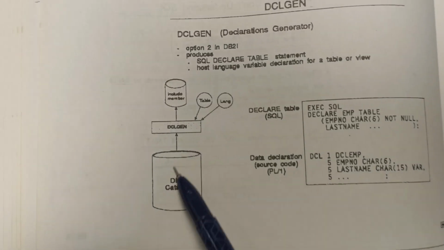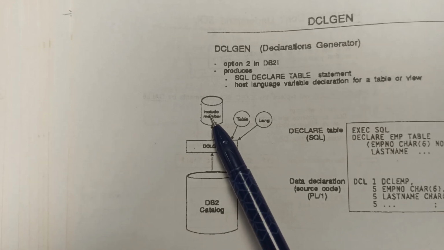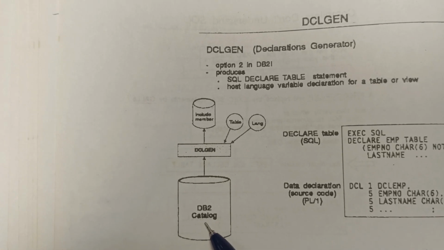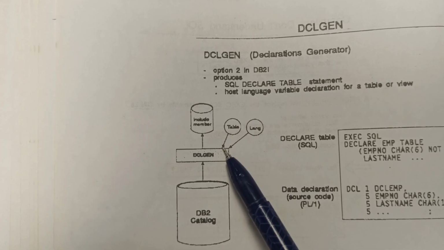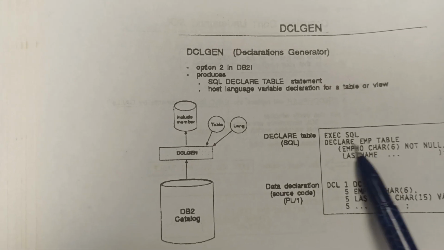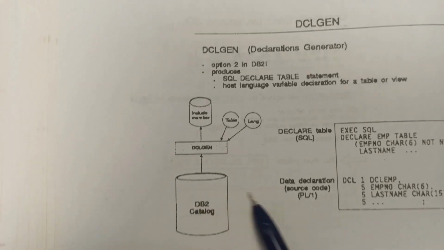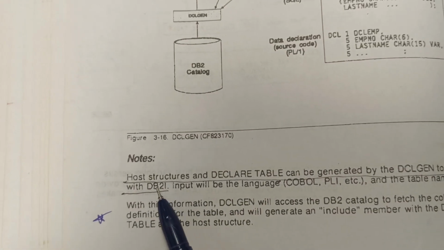See here in this diagram you can see that the DCLgen produces the include member, and it will access the DB2 catalog. And the inputs are the table and the language, whichever language you are using. Here I am using DB2, and the table, whichever table you are using. You can see some important points here.